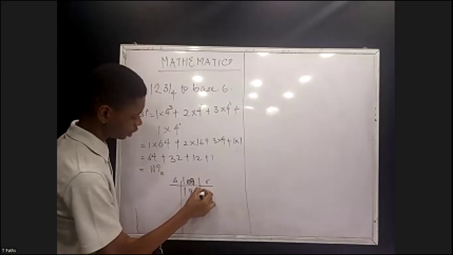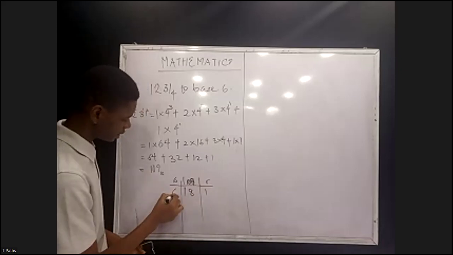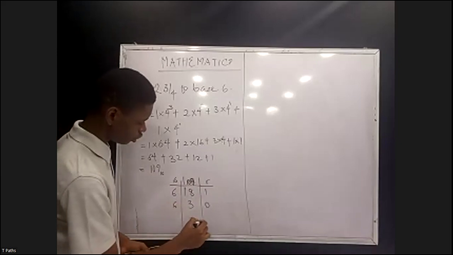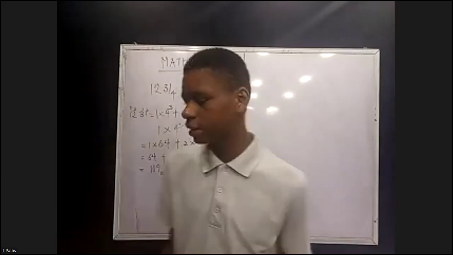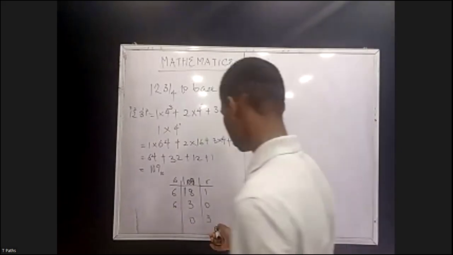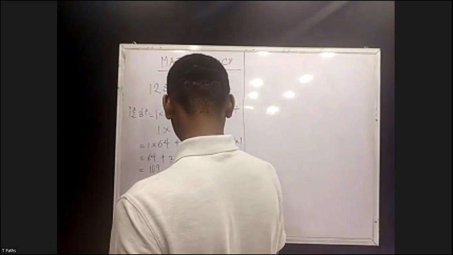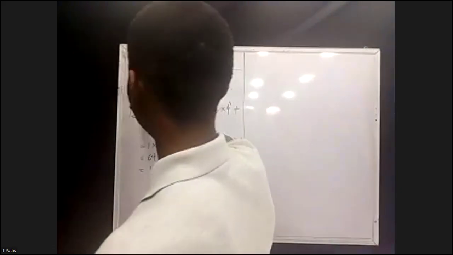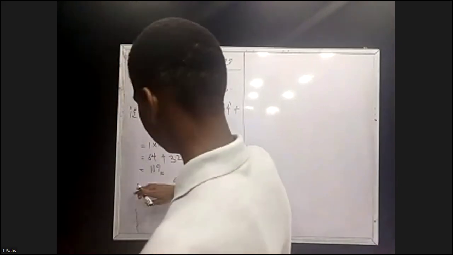18, a remainder of 1. Then 6 into 18 is 3, remainder 0. Then 6 into 3 is 0, remainder 3. So what I'm going to do here is write this starting from down upwards, from here upwards. I'm going to draw an arrow to show you the direction of how I'm going to arrange my numbers. So after converting 1231 to base 10, I got 109.